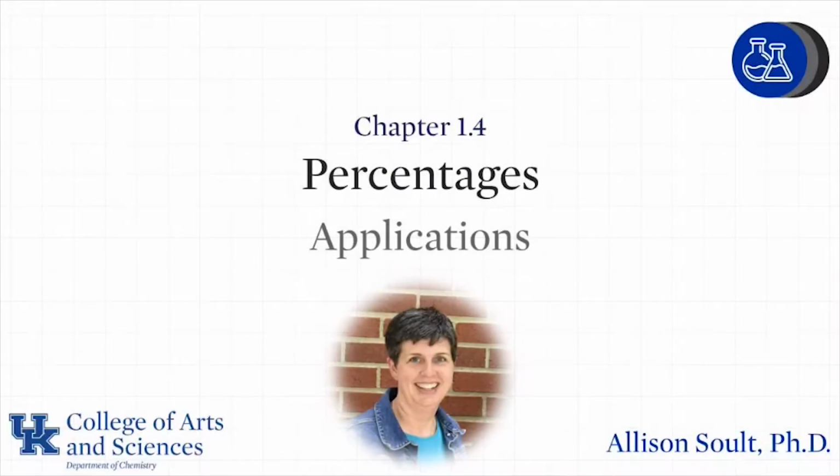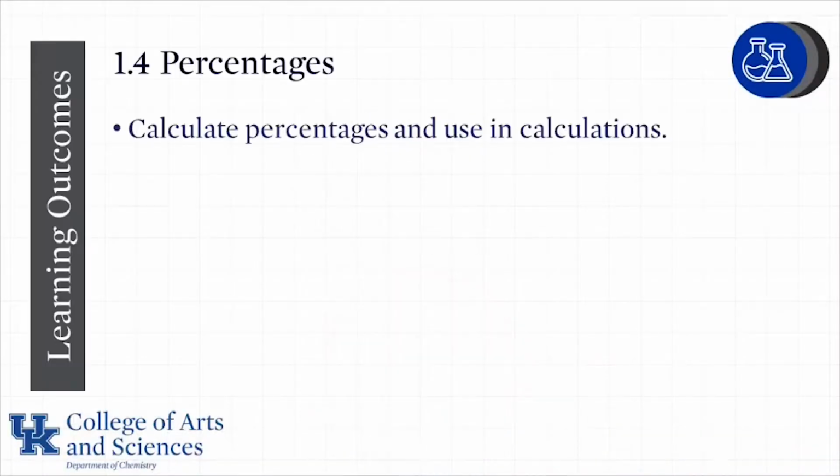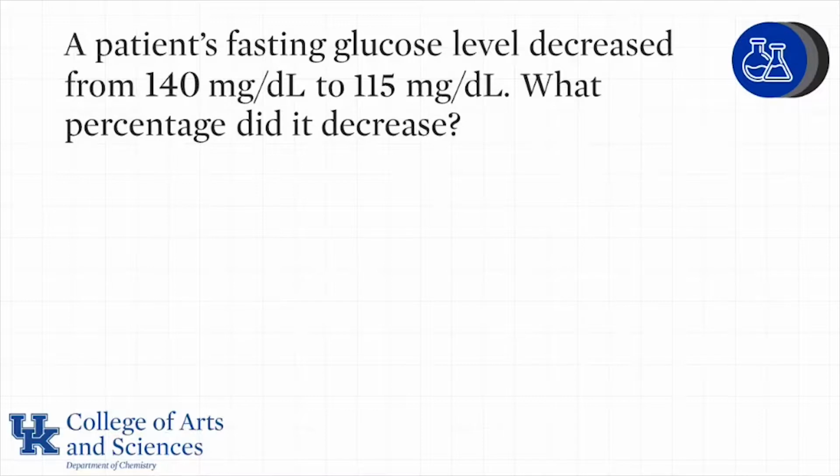In this lesson, we're going to look at some examples of using percentages in problems, so using them in calculations. A patient's fasting glucose level decreased from 140 milligrams per deciliter to 115 milligrams per deciliter. What percentage did it decrease? This problem is not simply using the two values given because it's asking about the amount of decrease, not the relationship between the original and the final value.